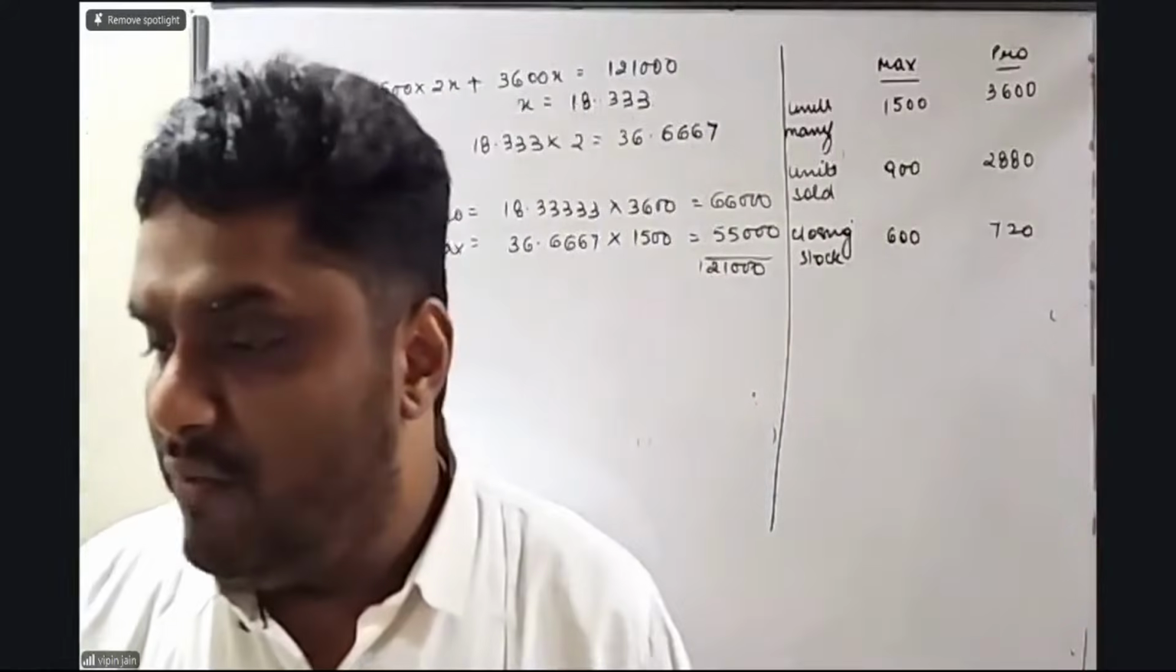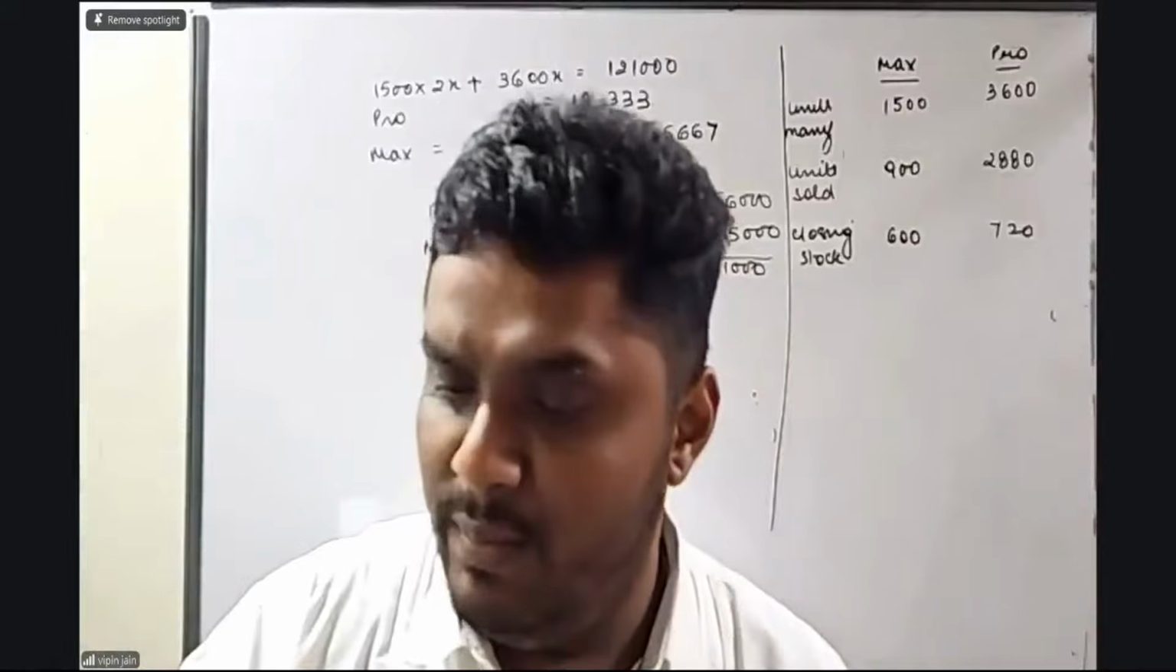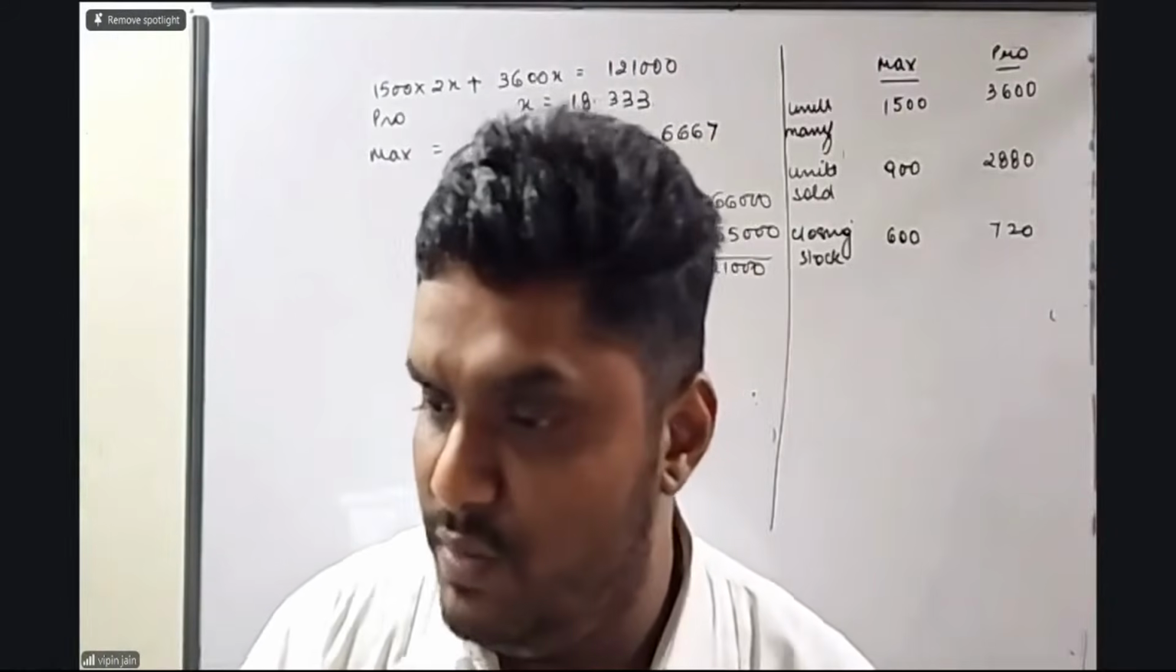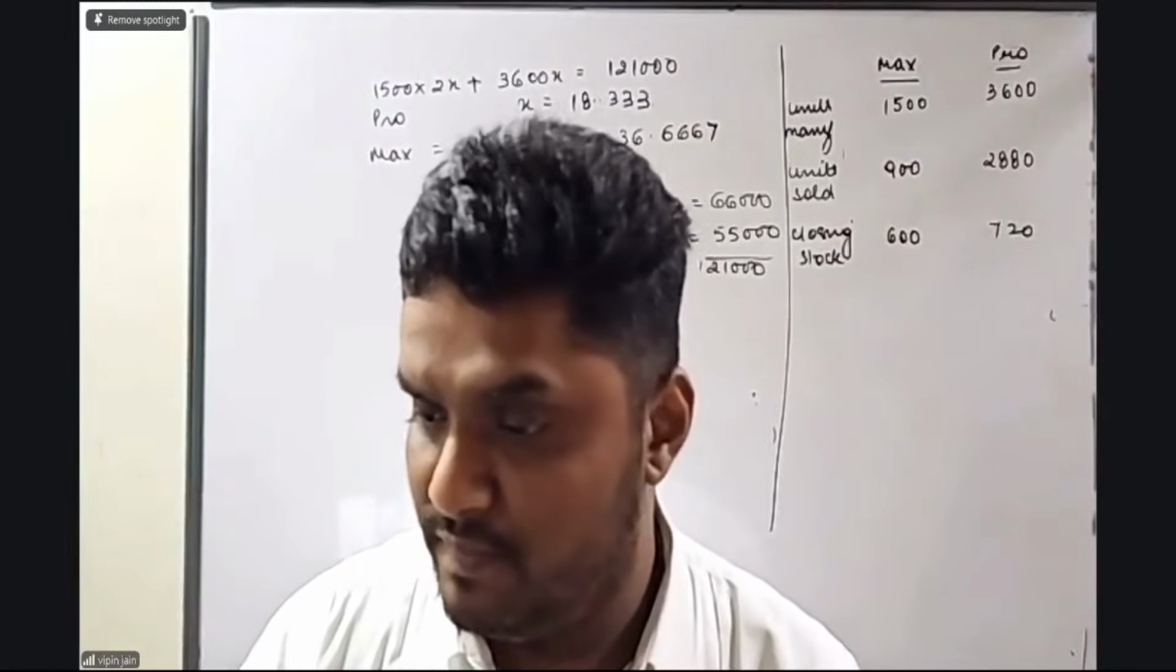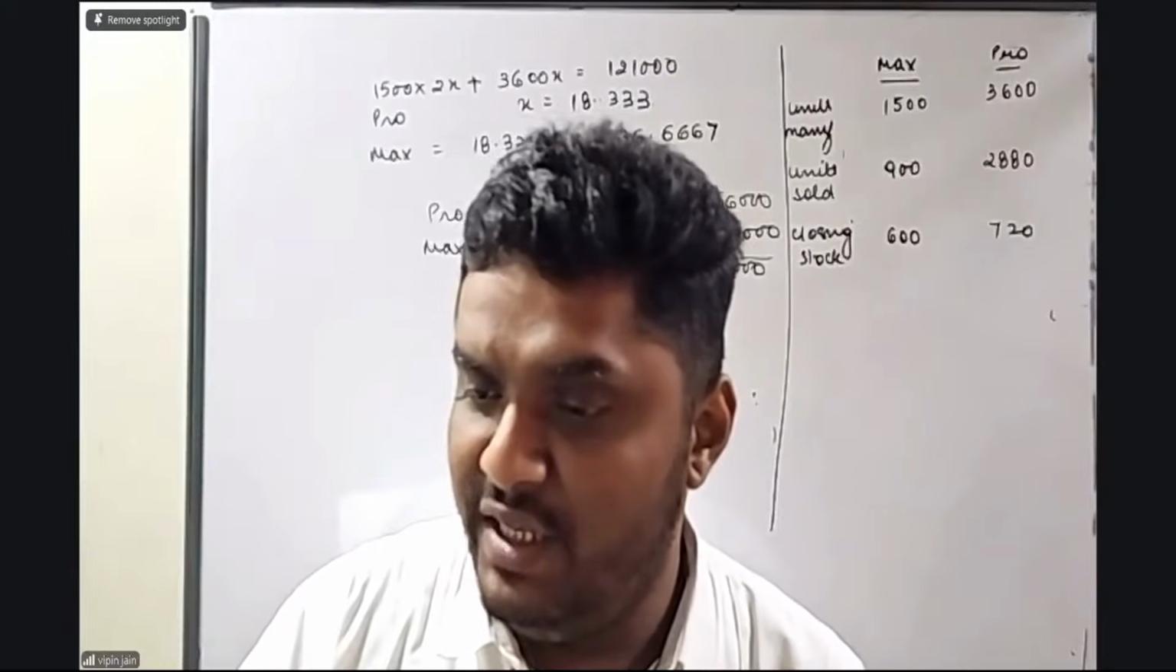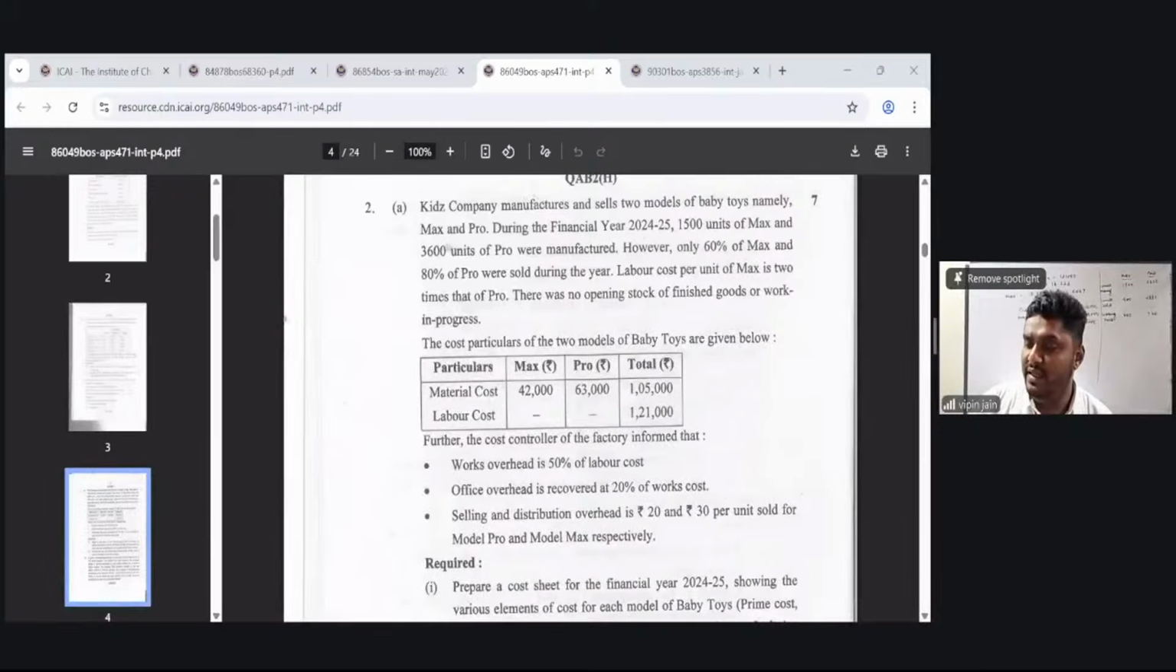So in short, the questions are easy. The point is generally we do mistakes. Since I was sharing the screen, I was not being able to check the question. So I did multiply wrong, but 18.33 is the correct thing. Rest multiplied by 3600 and then 18.333 into 2 multiplied by 1500. Since the question was not on my screen and I was checking your queries, I just did a small mistake.